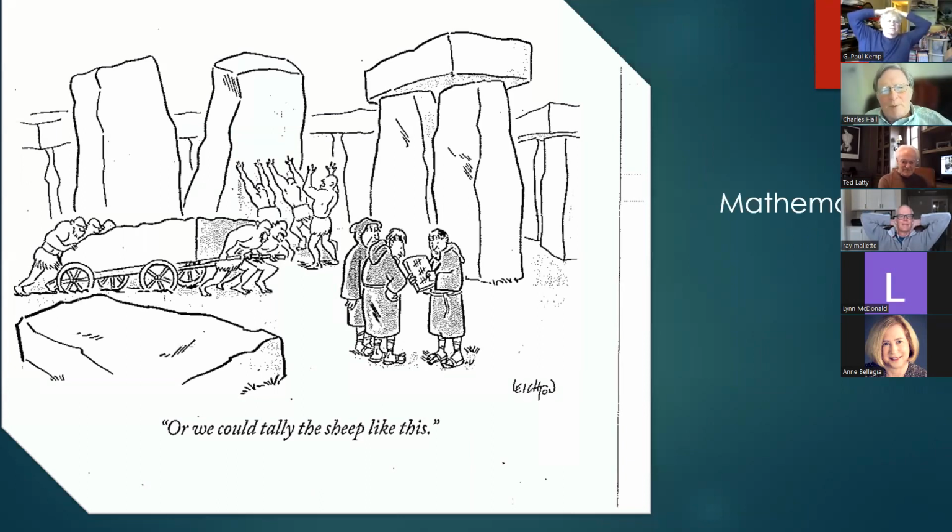Mathematics became quite important. He's saying that this was a way of counting. Stonehenge was probably not invented to count sheep, but it's saying here's a better way to tally sheep than building these giant devices.